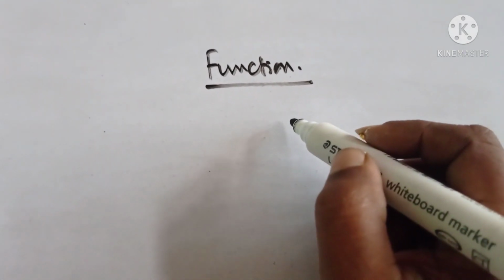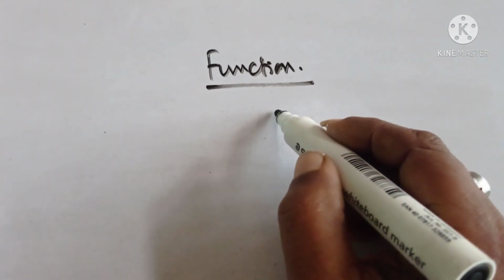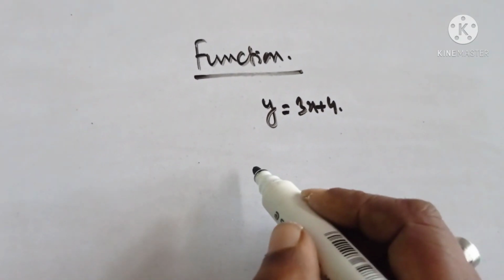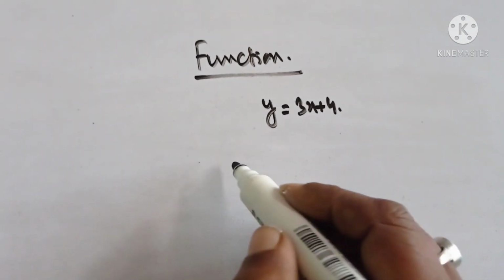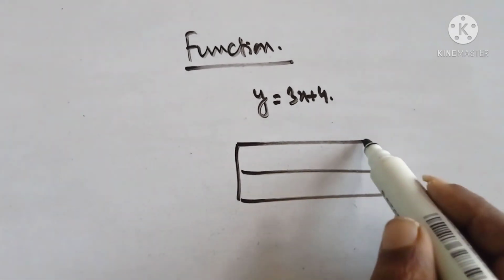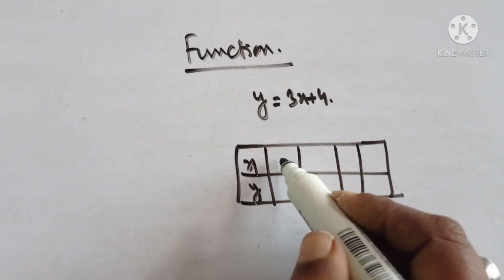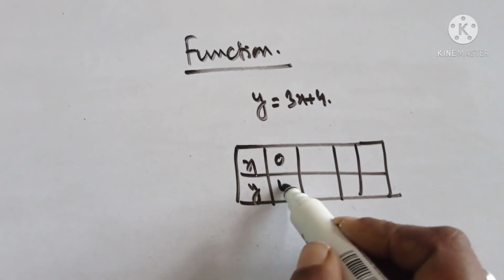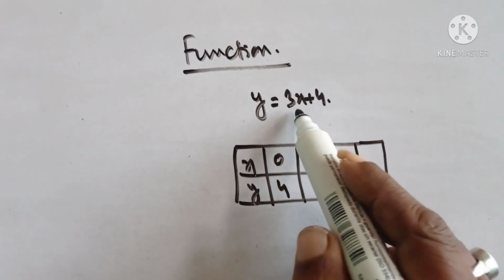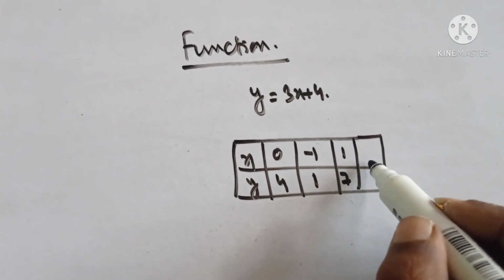You have already learned in class 9 and 10. You have drawn graphs, such as y is equal to 3x plus 4. These are linear graphs. In class 10, you made a box like this, with x and y. You place the value of x is equal to 0, you get 4. When you place minus 1, you get 1. When you place 1, you get 7, and so on.